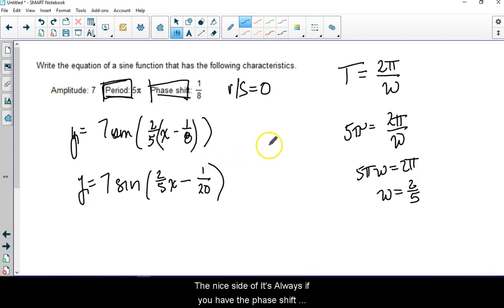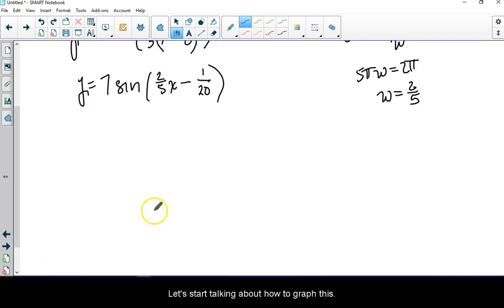The nice side of it, though, is if you have the phase shift already, you kind of already know where to start. If you're comfortable graphing and I tell you these three things, you really don't need to build the equation anymore. Let's start talking about how to graph this thing.